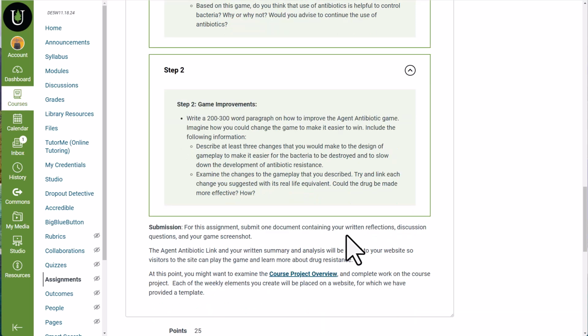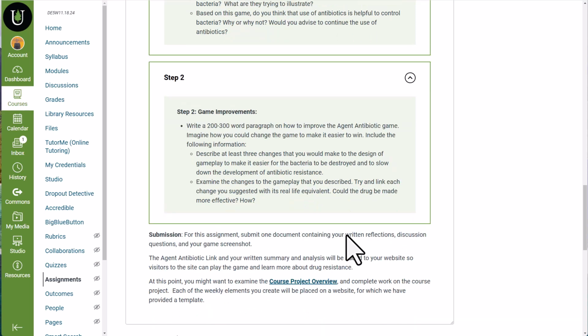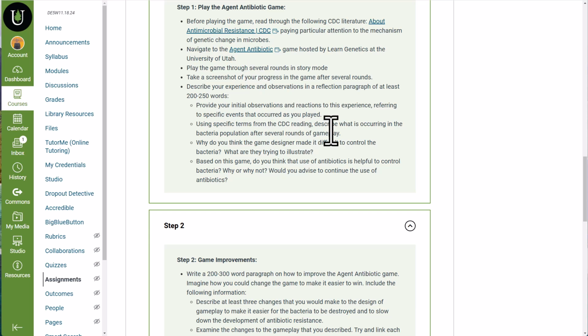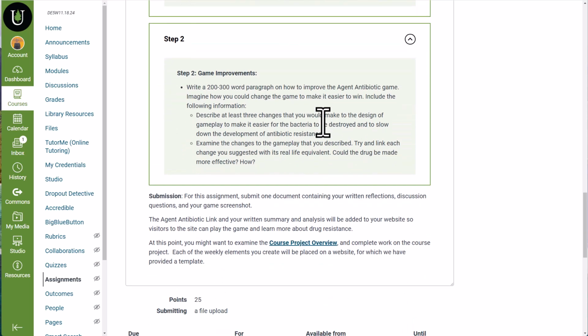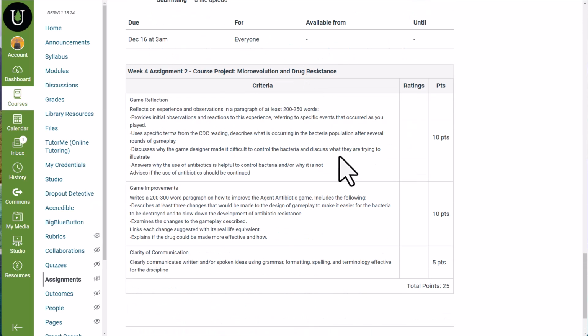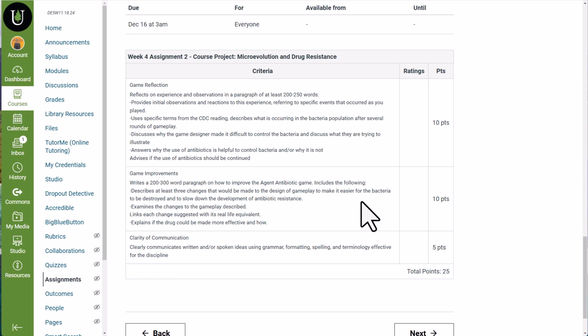So you want all of this to be in a single document. When you do your screenshot, you can just copy that screenshot onto a Word doc with the rest of your information that you have here. Down below is your grading rubric. That's everything that you're doing for week 4.